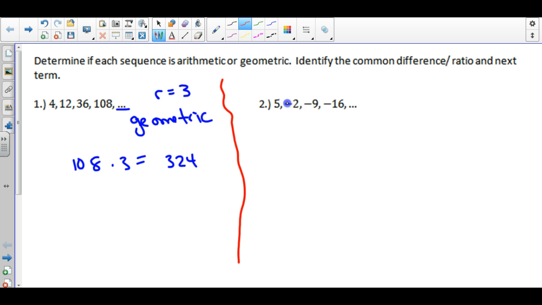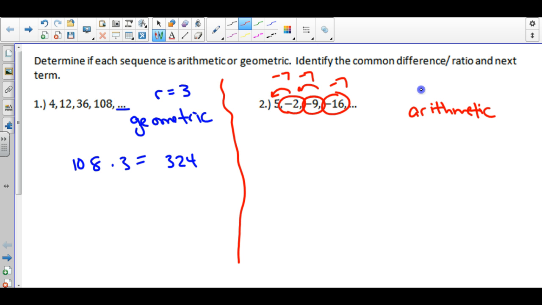So for the second example, this one does not look like we're multiplying in this case. So let's check for arithmetic, which means I would take my second term minus my first. Negative 2 minus 5 is negative 7. And then negative 9 minus negative 2 is also negative 7. And negative 16 minus negative 9 is also negative 7. So this is going to be an arithmetic sequence.